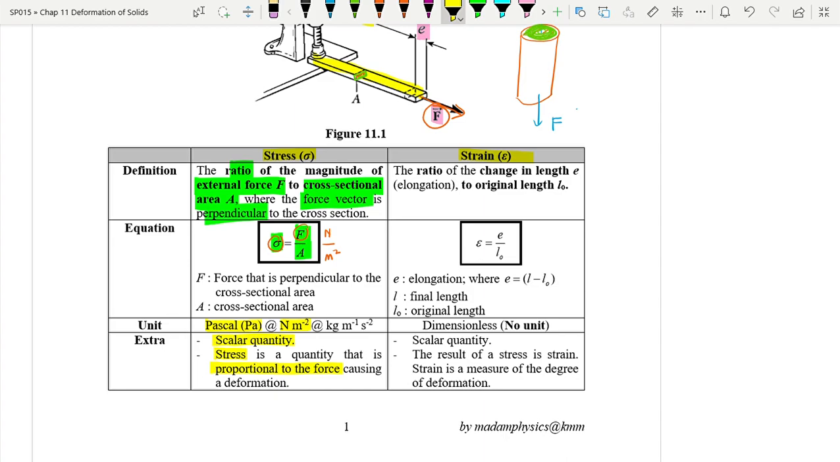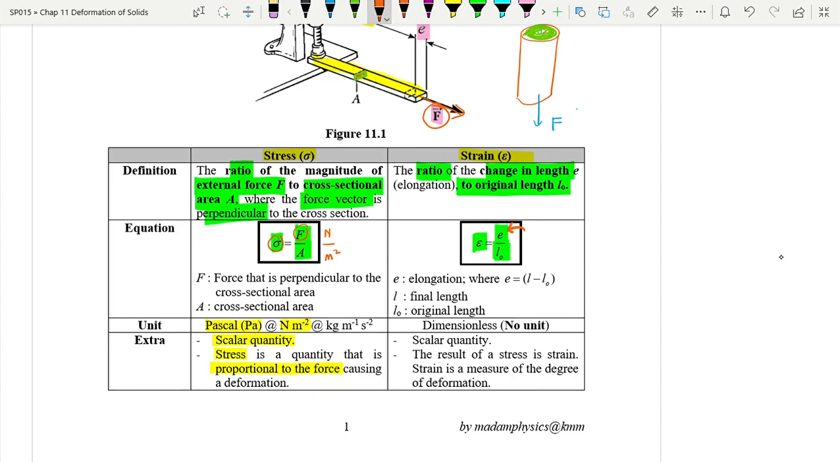Strain shows the ratio between the change in length, the extension length after the wire is extended, to its original length. So it is the extension over L0, with L0 as the original length and E as how much it has extended, how much it has stretched, so we need to calculate that difference. The symbol for strain is epsilon. So how do we find the elongation or extension?